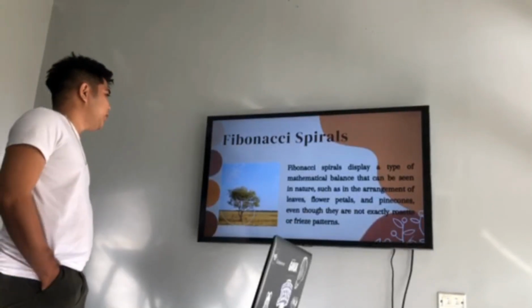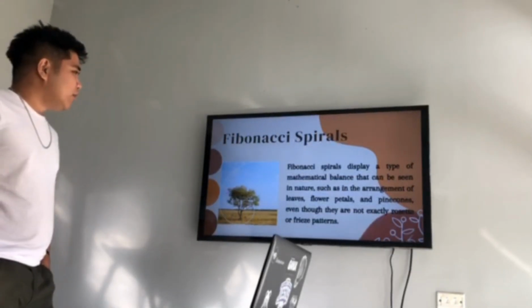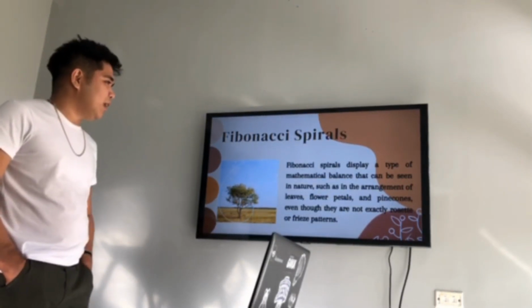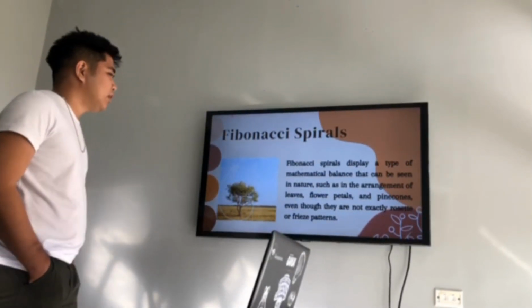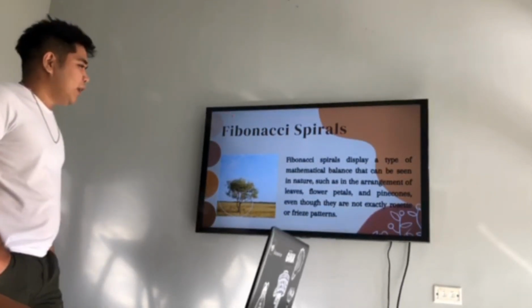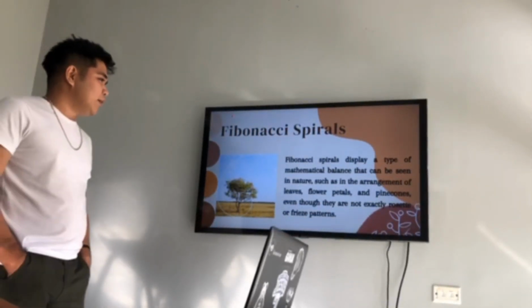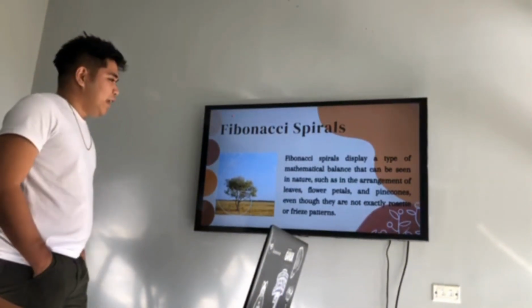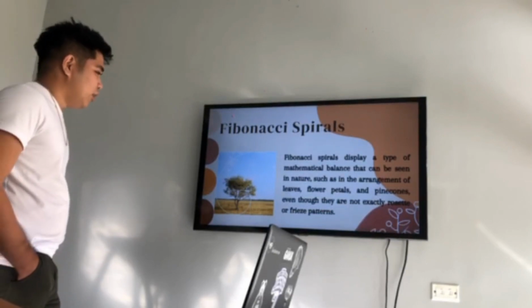The next is Fibonacci spirals. Fibonacci spirals display a type of mathematical balance that can be seen in nature, like this one in the example, such as in the arrangement of leaves, flower petals, and pine cones, even though they are not exactly Rosette or Frieze patterns.